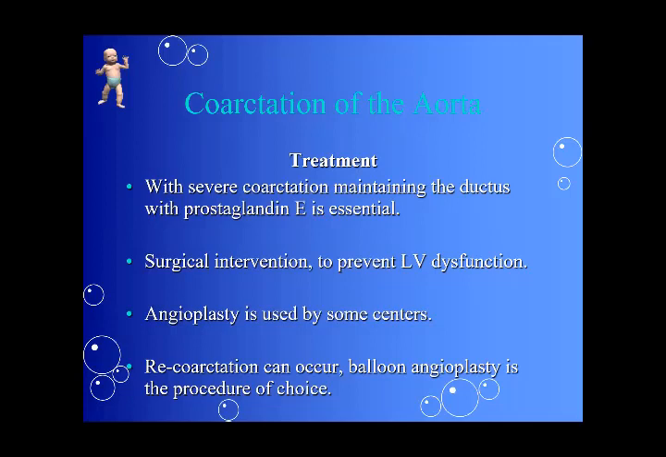The most common problem in this is recoarctation. So the patients are continuously followed up to look for recoarctation, and then balloon angioplasty is usually done to increase the diameter of the aorta at the level of the constriction.